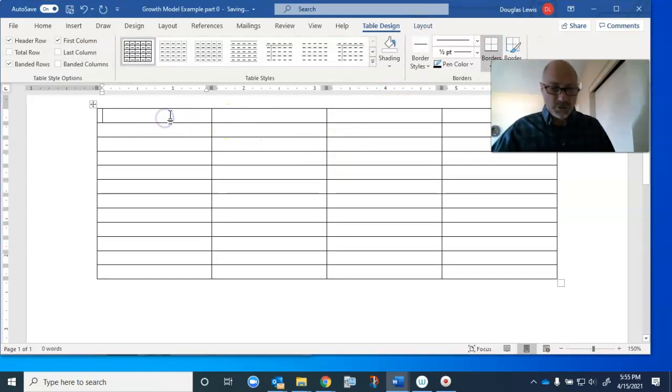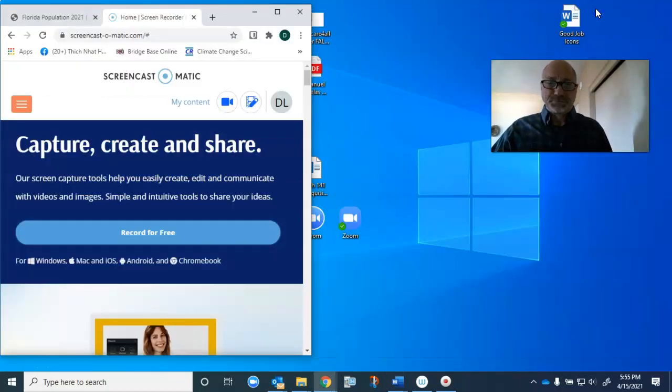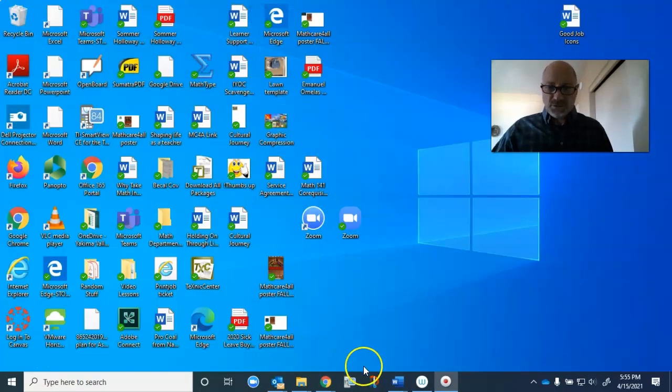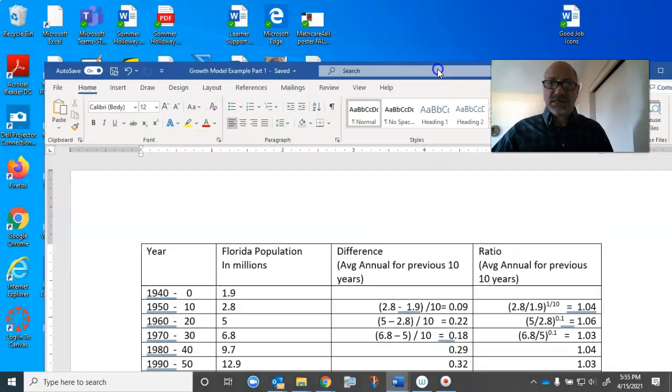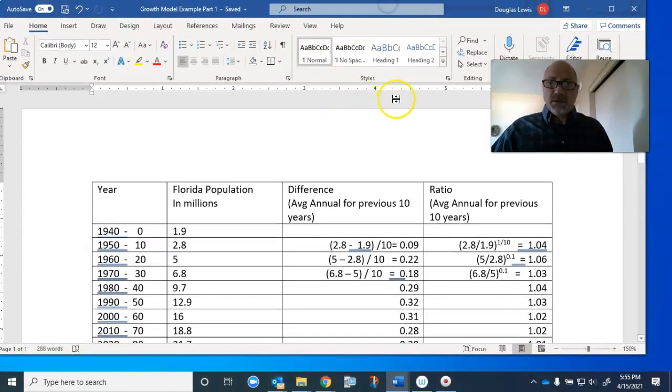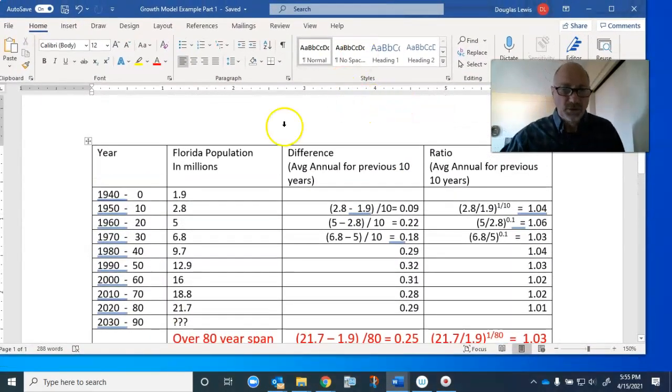And then I labeled the columns. I went year, and then population, and you'll see in the next slide I've done all this, and I wrote all the data down, and I'll show you what that looks like now. With all that information filled in, it looks like this. So in 1940 the population was 1.9 million, and then so on.